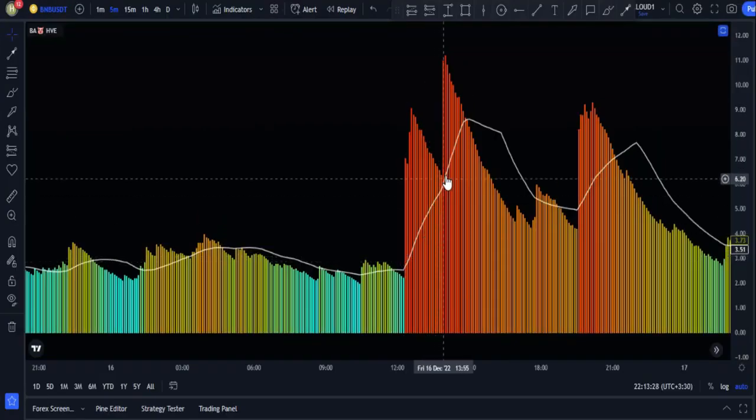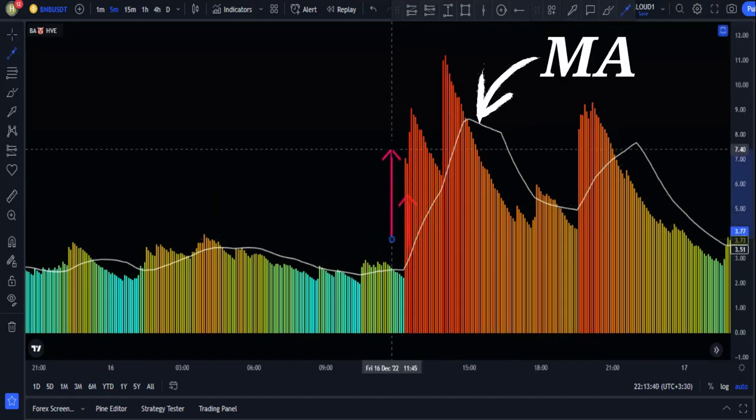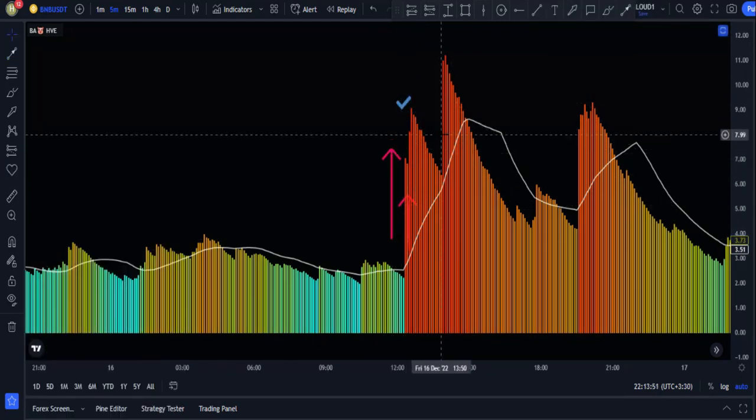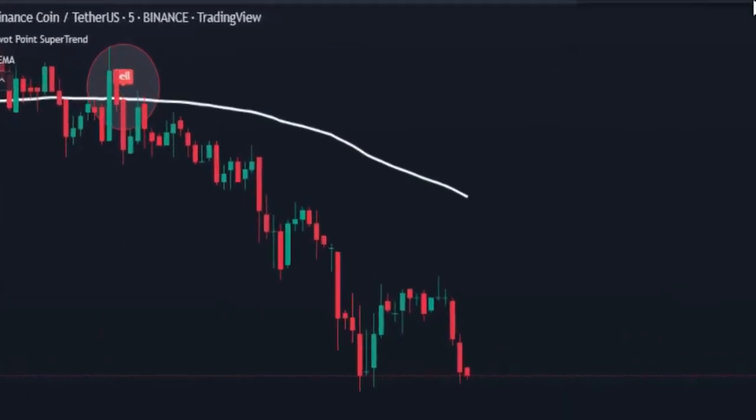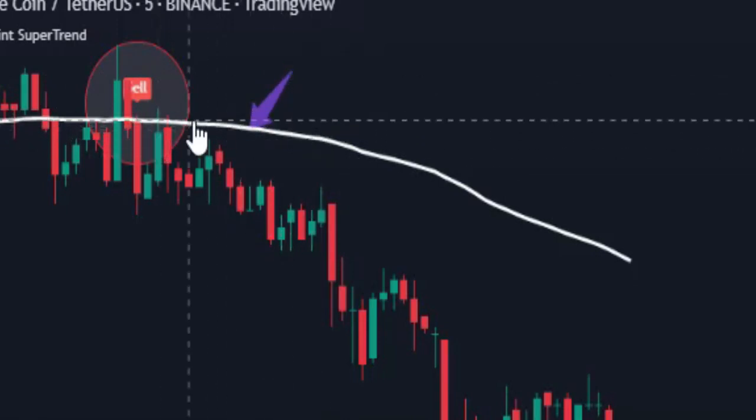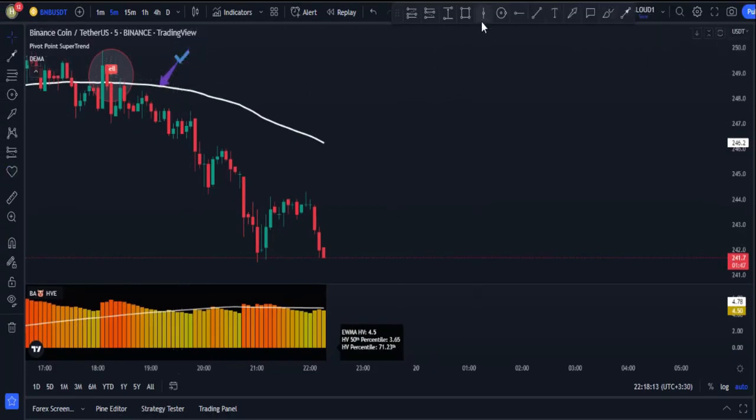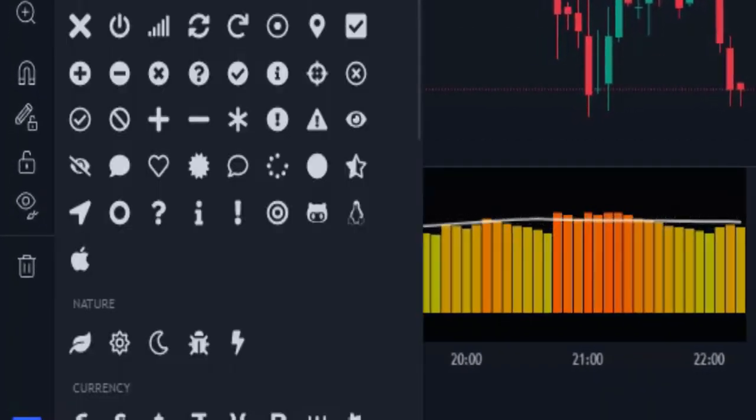Now let me explain how this indicator helps us in this strategy. So our buy and sell signals are valid if the histogram of this indicator is above this white moving average. So our short signal would be valid if a sell signal is issued by the pivot point super trend. And for the first confirmation, the price action should be below the DMA line. And as the second confirmation, the bar of the histogram volatility estimator should be above the white moving average.